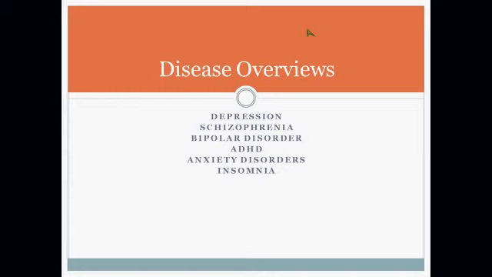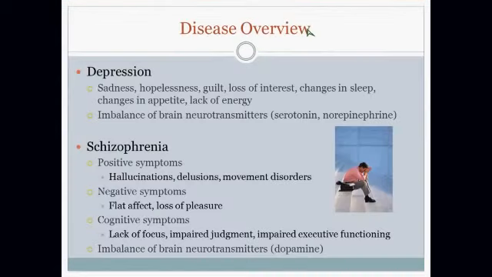Okay, first I wanted just to do a brief overview on the disease states that these medications are used to treat. Depression, there's many different types of depression, but mostly we associate depression with feelings of sadness, hopelessness, guilt, loss of interest, changes in sleep patterns, changes in appetite, and lack of energy. Most of these conditions can be caused by several factors, a combination of genetic factors, biological, like hormones, environmental life events, and also imbalance of neurotransmitters.